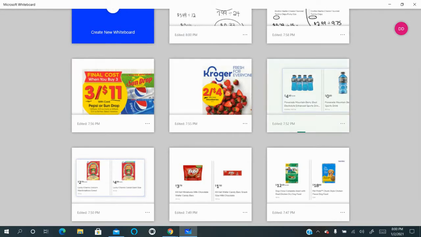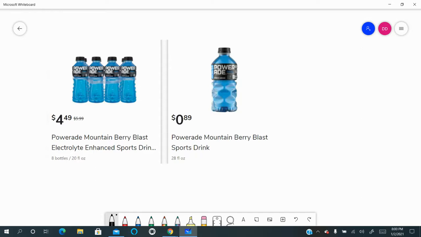Now let's go back to the Powerade. The Powerade's a little different. I have 8 bottles versus just 1 bottle. But if you look at the number of ounces, each one of these bottles is 20 ounces, and this one bottle is 28 ounces. So we can't go by the bottle this time because those bottle sizes are not equivalent like they were in the last problem. In the last problem, they were all 12 ounces. So we have to calculate by the ounce here.